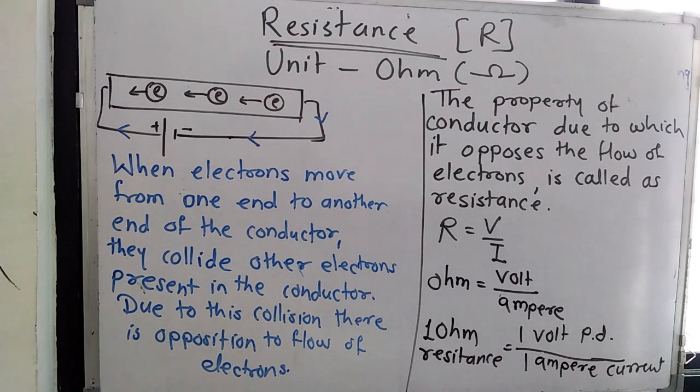And substances which oppose more the flow of electrons, meaning those which have more resistance, are called insulators. Insulators have infinitely high resistance, so they oppose the flow of current through them. So they are called insulators. Okay, so conductor and insulator we now have to define on the basis of resistance.